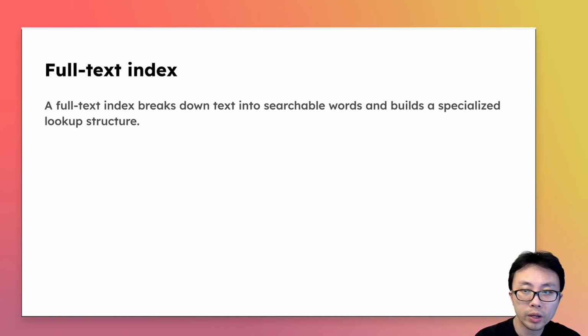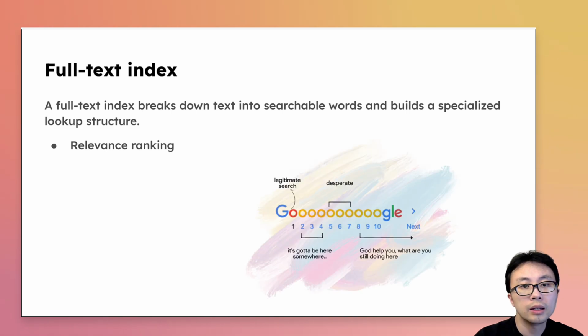It works by breaking down your text into individual words. We call them tokens. Then, removing common words like a and the. Then, creating a searchable catalog of where each meaningful word appears. Think of it like the index at the back of the textbook, but for every significant word in your content. What makes full-text indexes special is how it builds this data structure to support searching of text.